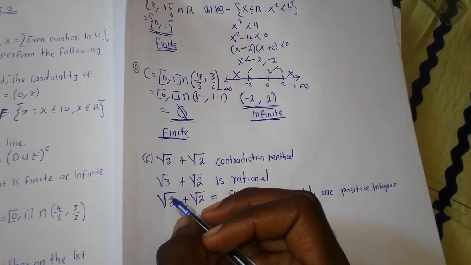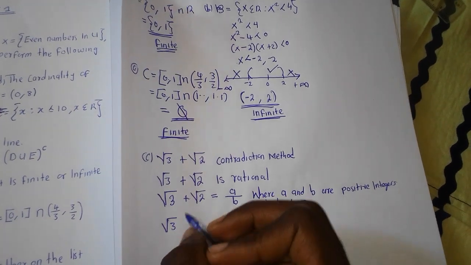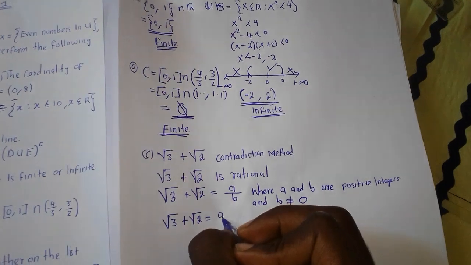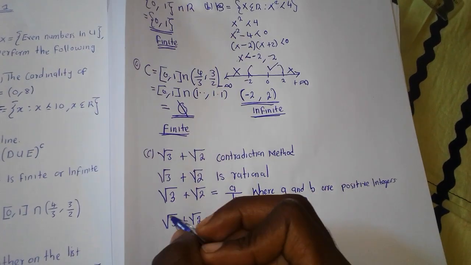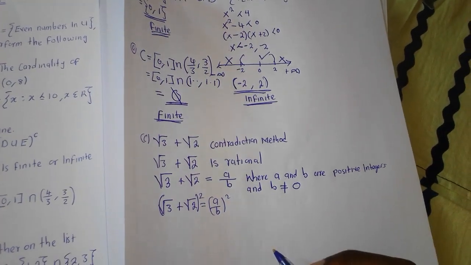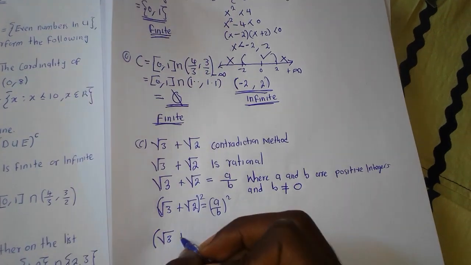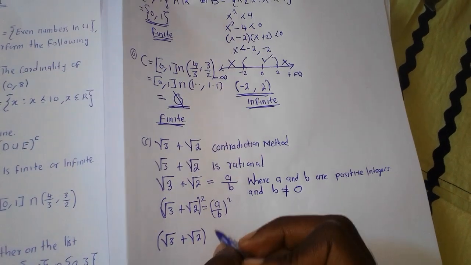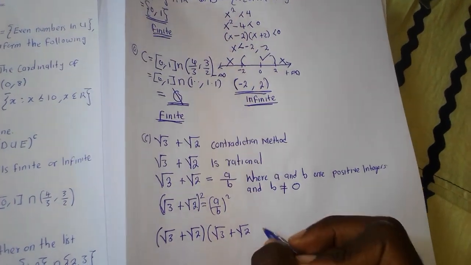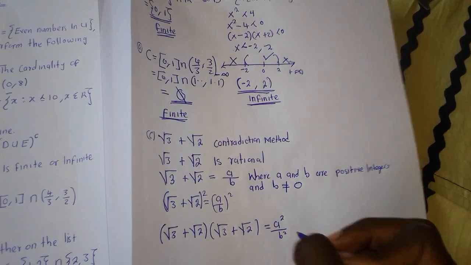So now, from here we can say that root of 3 plus root of 2 is going to equal a over b. Then we can square this side and this side. Now we can expand these two. When we expand them, this is going to be a squared over b squared.